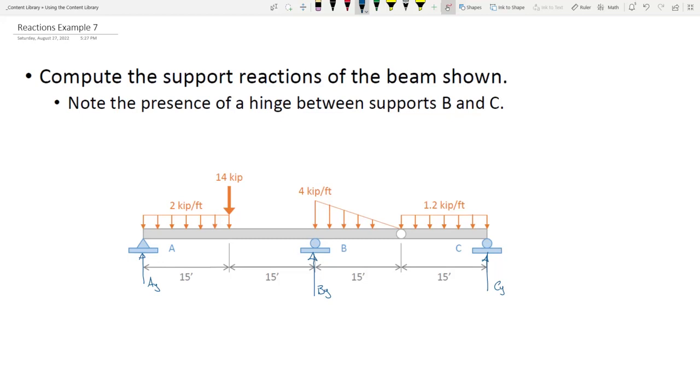All right, don't forget we also have AX right here, and we can deal with this right now. I think that one's pretty easy, right? There are no lateral forces, there are no horizontal forces, so I know that AX is 0.